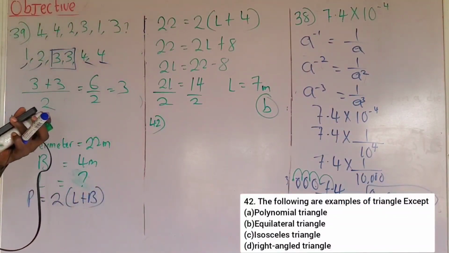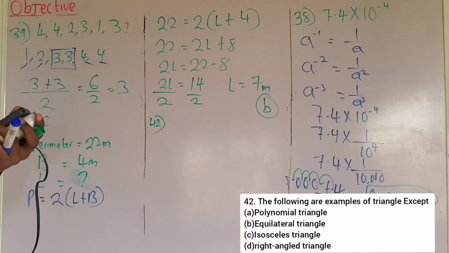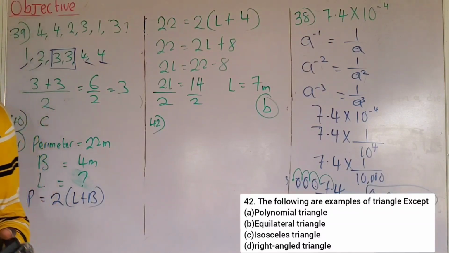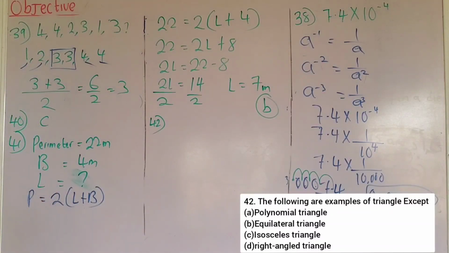For question 42, we have: the following are examples of triangle except dash. Now, we have A, polynomial triangle, B, equilateral triangle, C, isosceles triangle, D, right angle triangle. Now, we have many types of triangle, but one among these is not a triangle. There is nothing like polynomial triangle. Okay, polynomial is an equation. You understand what I'm saying? So there is nothing like polynomial triangle.